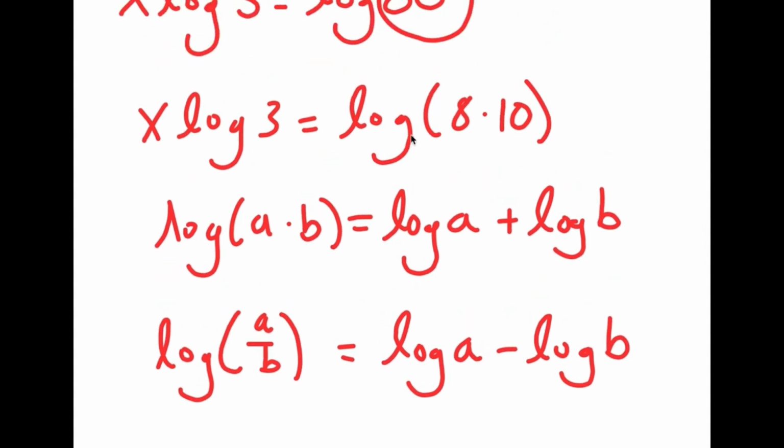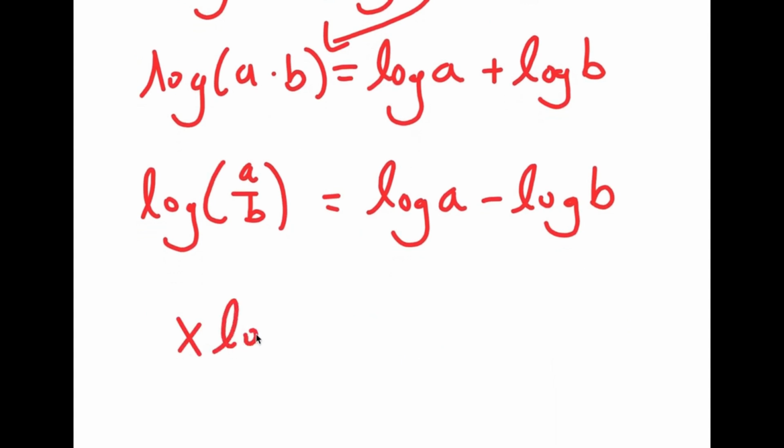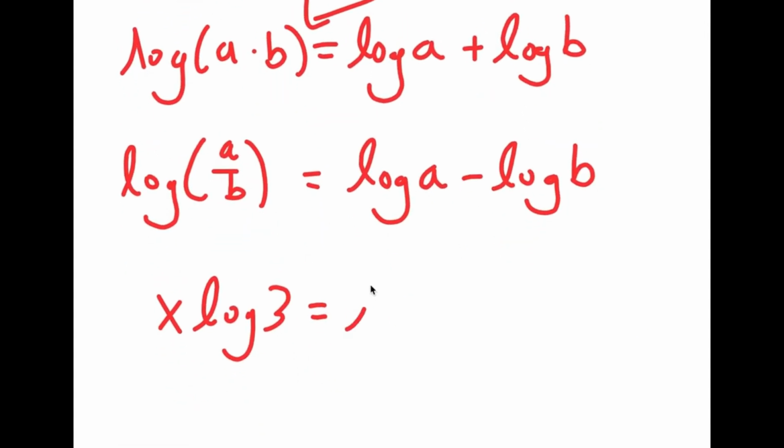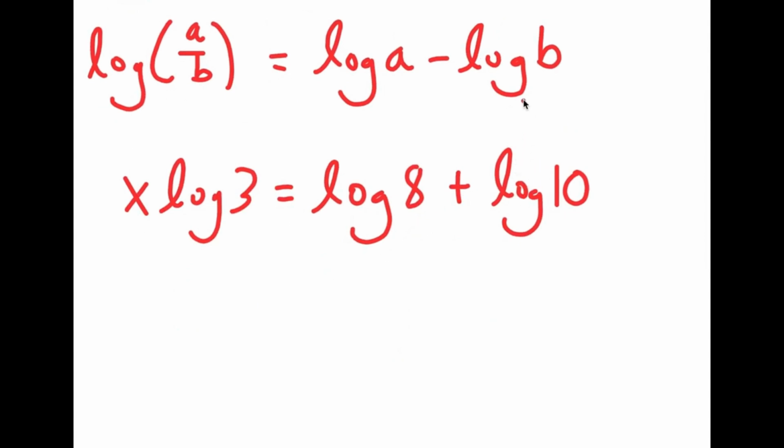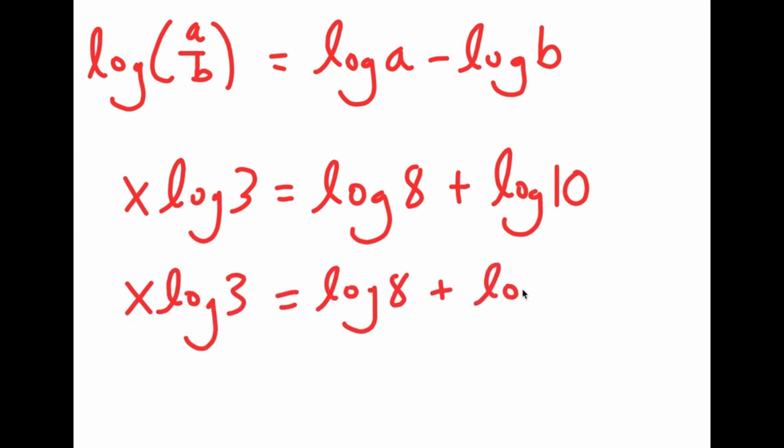So now going back to the problem, we have log 8 times 10, and we can use this property. So we can think of 8 as a and 10 as b. So this is going to equal x log 3 is equal to log of 8 plus log of 10. Now, if you didn't already know, log 10 is simply equal to 1. So I get x times log 3 is equal to log 8 plus 1.